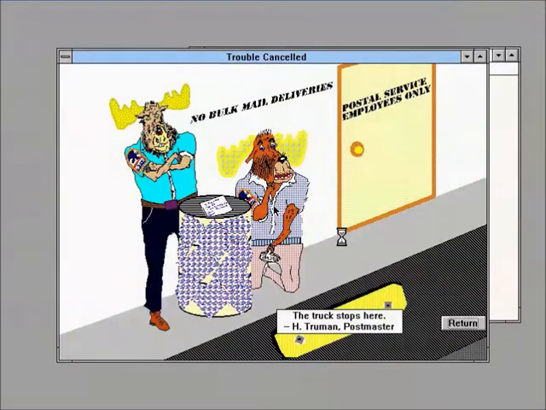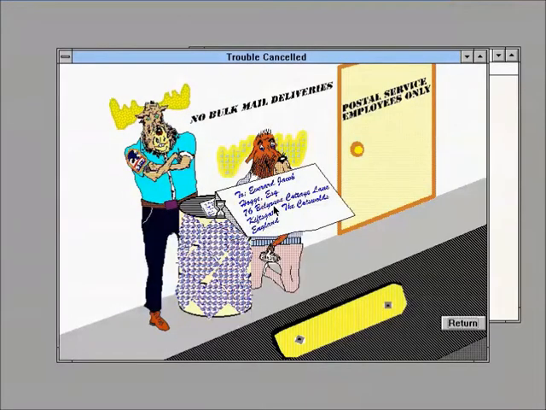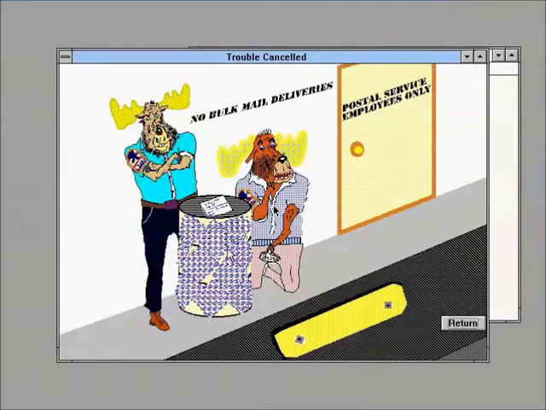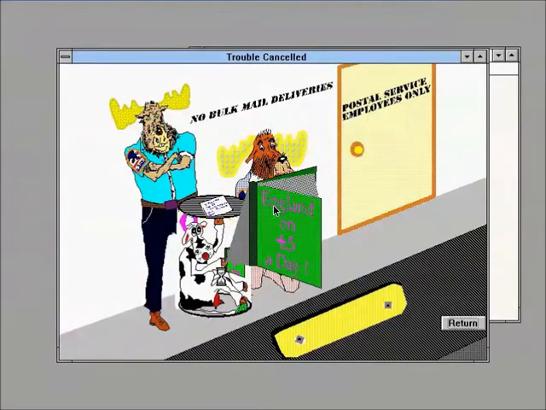H. Truman, postmaster. Postmaster! Oh. To Everard Jacob Hogg, Esquire, 76 Belgrave Cottage Lane, Kiffsgate, the Cotswolds, England. Okay. England on £5 a day.